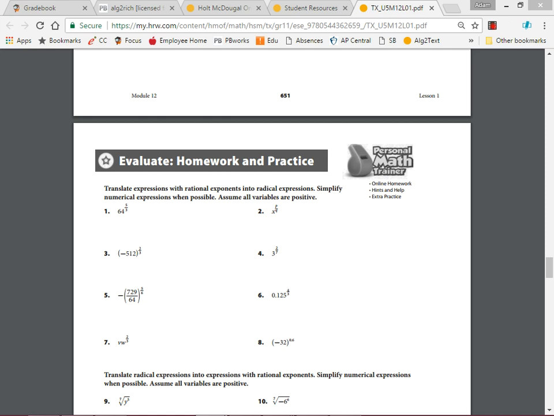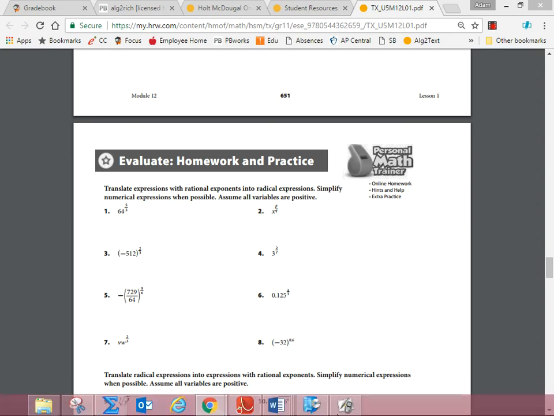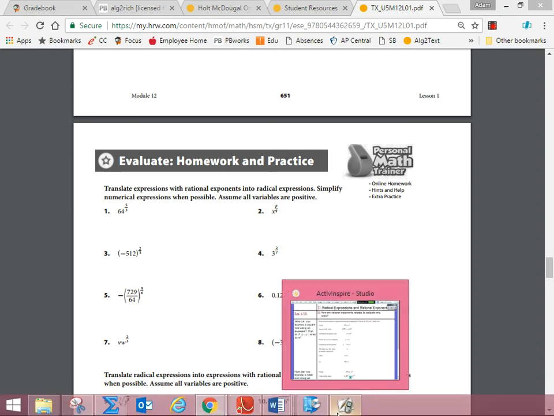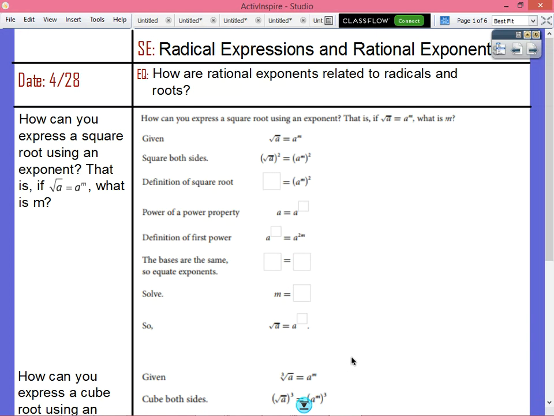Okay, so let's see here. Let's look at the first page of section 12.1. Okay, so we want to be able to understand the relationship between rational exponents and radicals and roots.